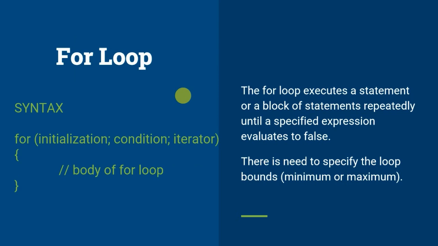So the syntax of your for loop is: for, and then the initialization, condition, and then an iterator. The most important aspect of a for loop is that if the condition is satisfied and is true, only then the body of the loop will be executed. There is a need that this maximum or minimum bound needs to be specified if you're using a for loop. Let's look into an example for the same.